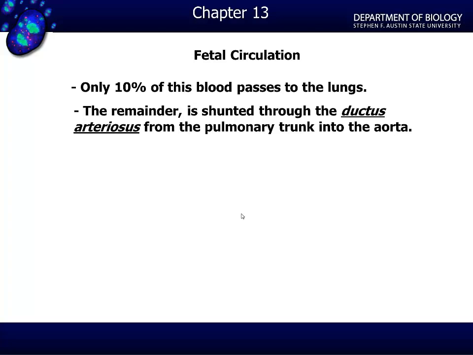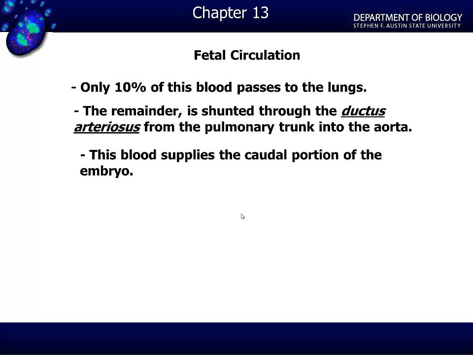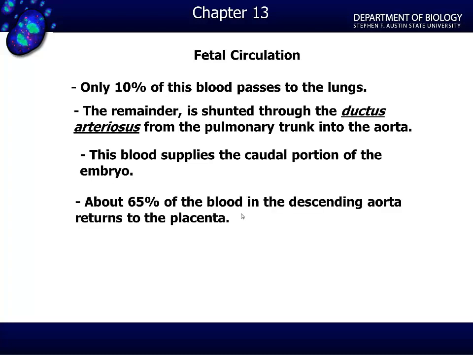And that way, 90% of the blood leaving the ventricle, this moderately oxygenated blood, is going to go straight from the pulmonary trunk through the ductus arteriosus into the aortic arch. Now, once we get into the aortic arch, we're going to see that about 65% of the blood that makes its way down the descending aorta is going to be recycled or recirculated through the placenta.